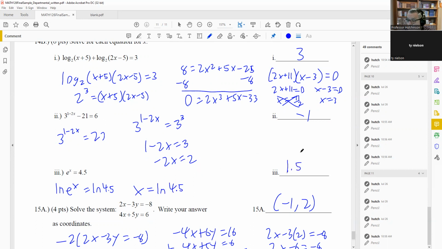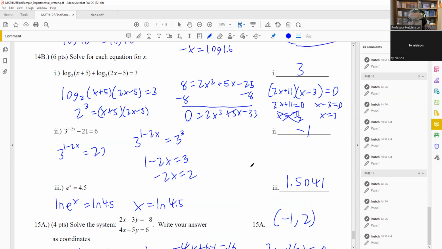and it will say on the test to round your answer to 4 decimal places. So if you do that, you get 1.5041 by just putting that into the calculator. So you're going to do ln of 4.5, and then you'll get that decimal 1.5041.